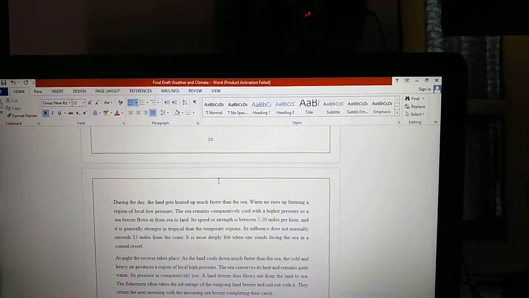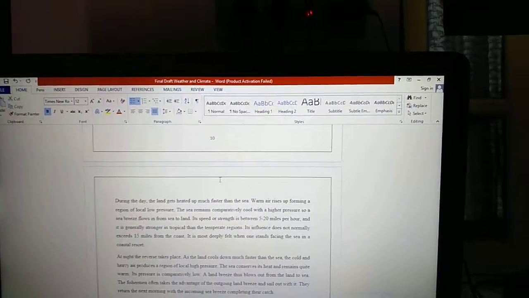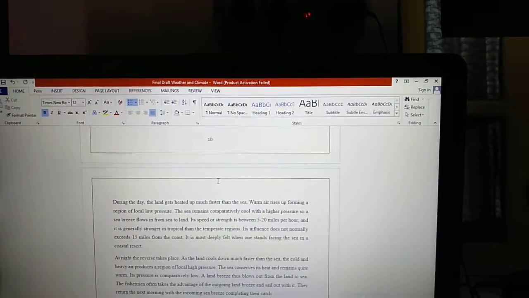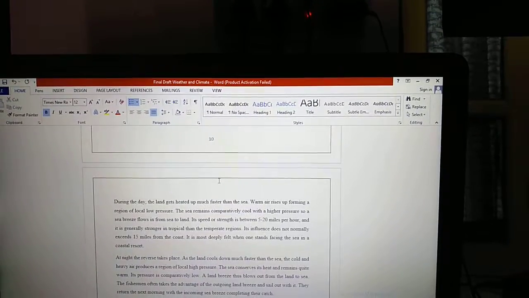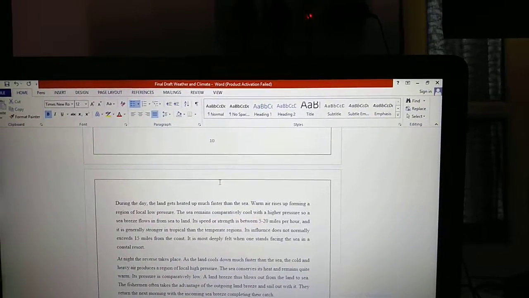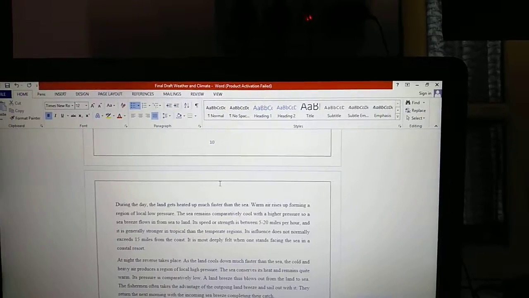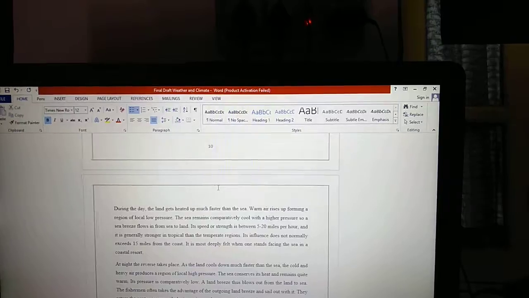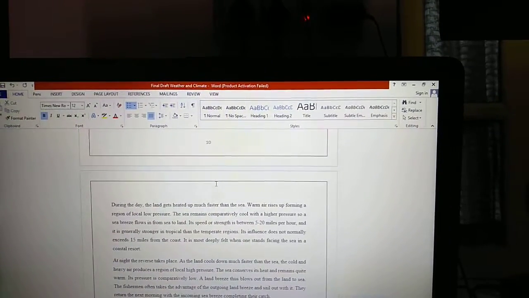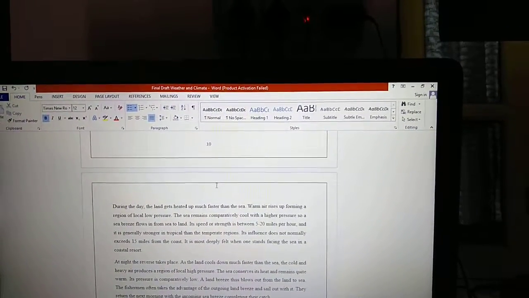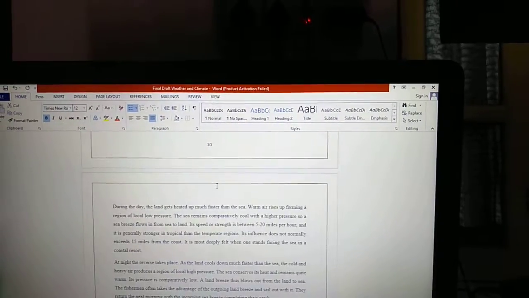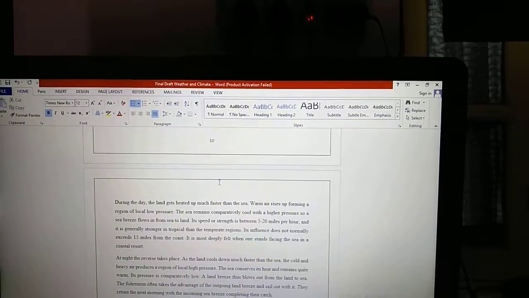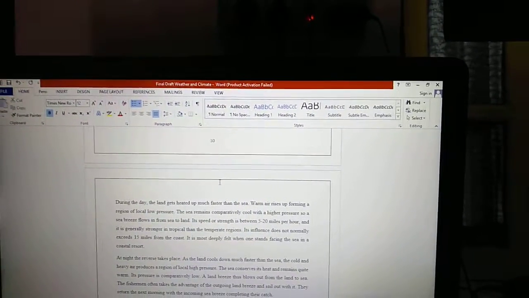It is very important to mention here that the sea breeze is much stronger in the tropical as well as the temperate regions. Its influence does not normally exceed 15 miles from the coast. Okay, it mainly influences within 15 miles from the coast. It is most deeply felt when one stands facing the sea in a coastal resort. So we can feel the sea breeze during the day if we stand on the sea beach during the daytime.